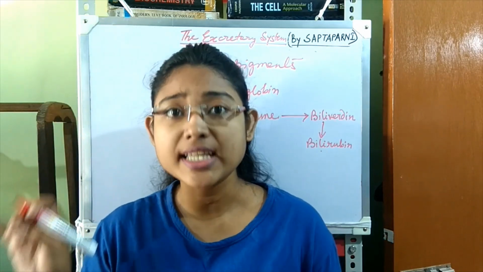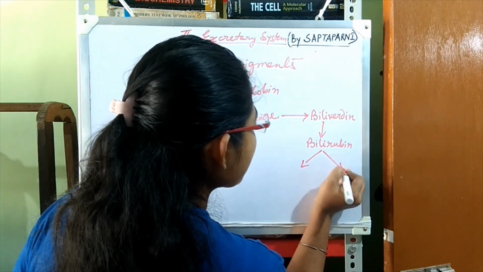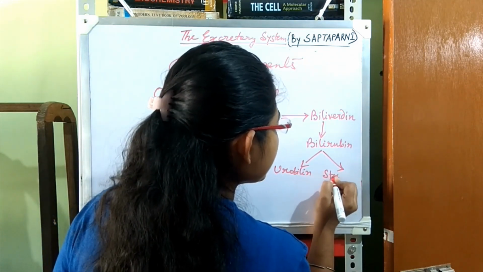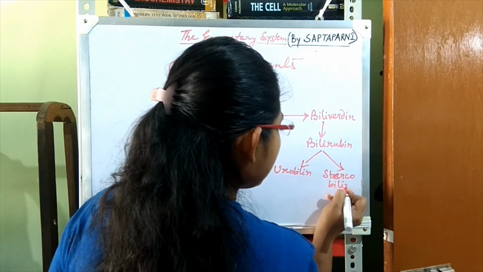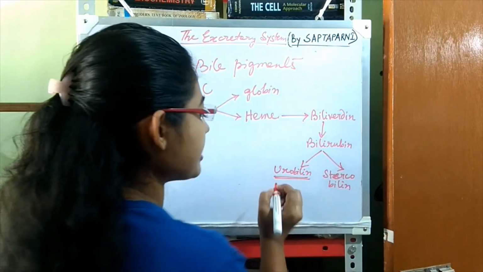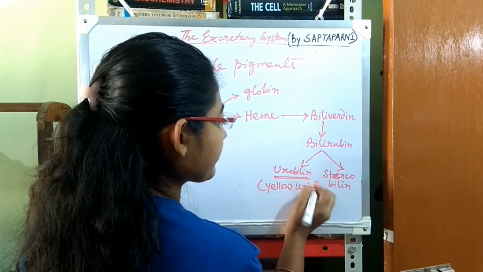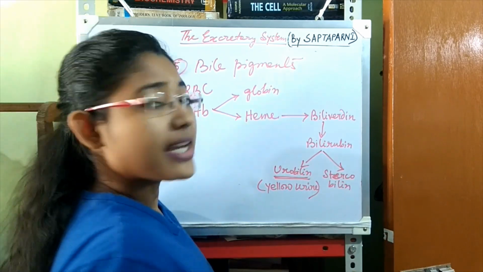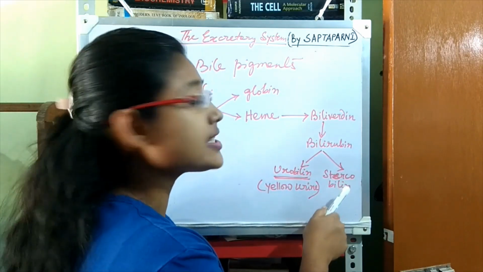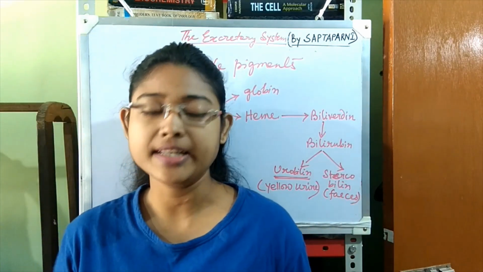When it reaches the intestine, it gets modified into two forms. What are those? Number one is urobilin and number two is stercobilin. Okay, stercobilin. This urobilin is excreted through our urine, and that is why sometimes our urine is yellow in color. Okay. And this stercobilin is excreted through our feces, and that is why our feces gets the yellow color from this stercobilin. Okay. So, I think it is clear.